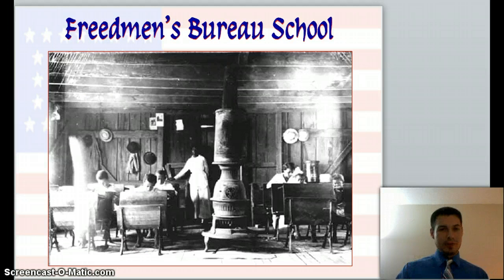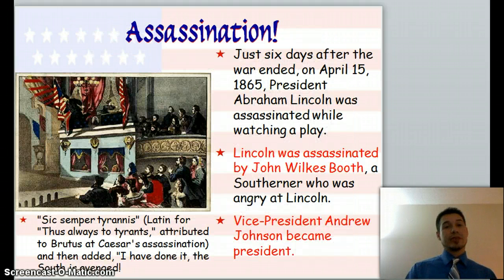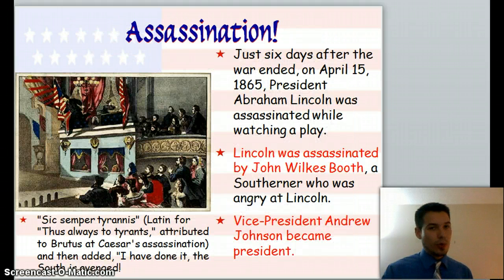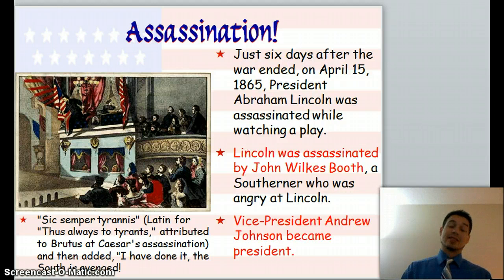Propaganda. Now, the real Freedmen's Bureau schools did have very similar things like this here, where you have secondhand desks, secondhand textbooks, things of that nature. Again, they didn't have a lot of money. Most volunteers were just that, volunteers, and didn't get paid. But again, they did it for the greater cause. Now, during this time, unfortunately, 6 days after the war, we do have President Lincoln's assassination.